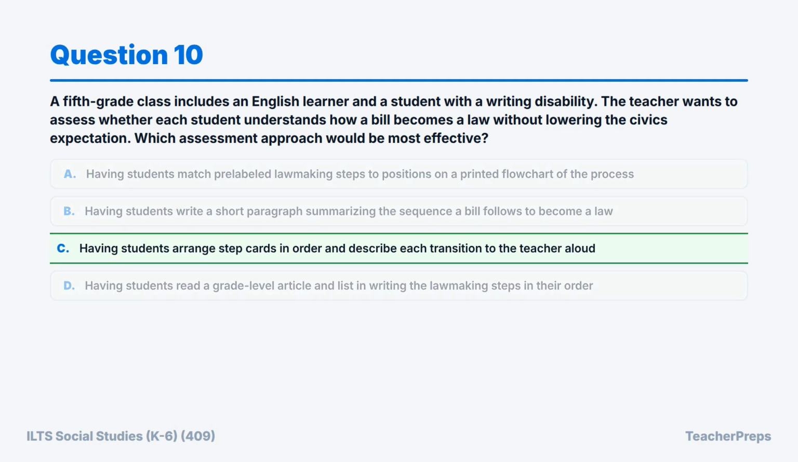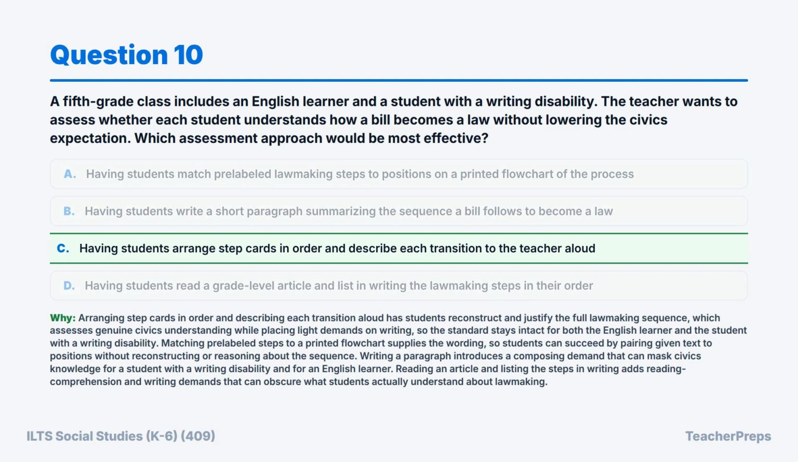The correct answer is C. Having students arrange step cards in order and describe each transition to the teacher aloud. Arranging step cards in order and describing each transition aloud has students reconstruct and justify the full lawmaking sequence, which assesses genuine civics understanding while placing light demands on writing, so the standard stays intact for both the English learner and the student with a writing disability.